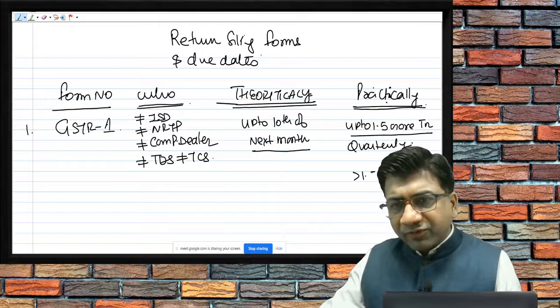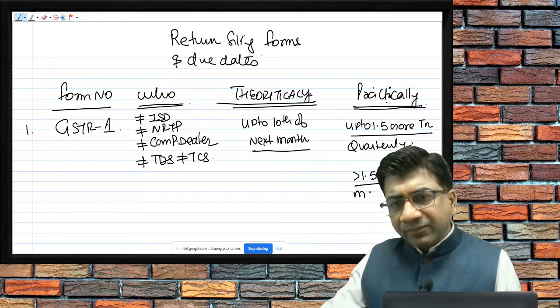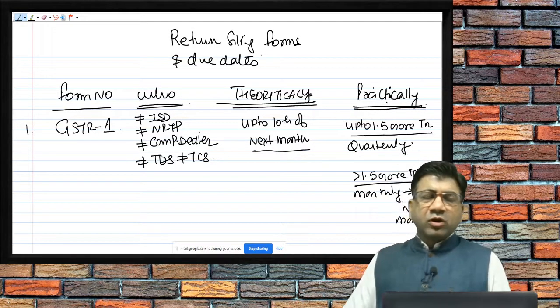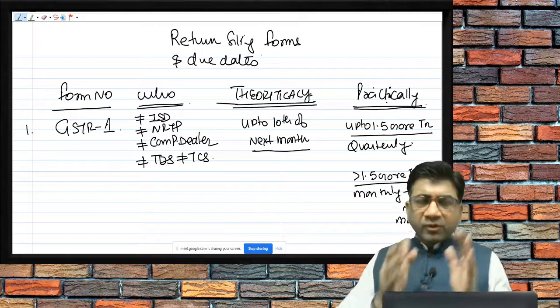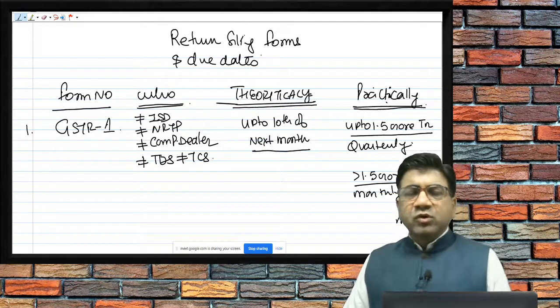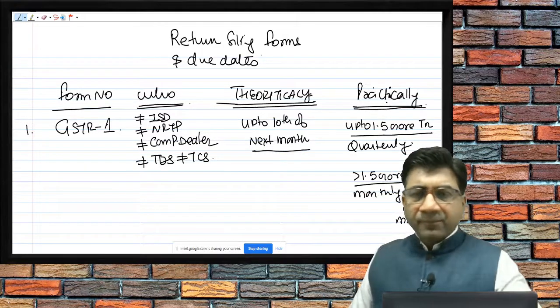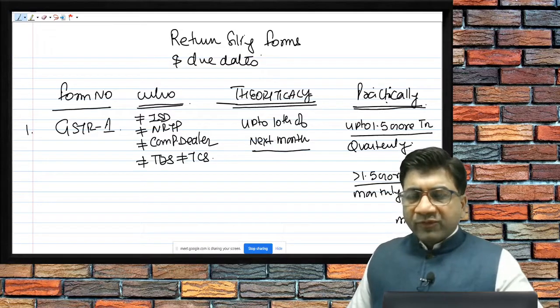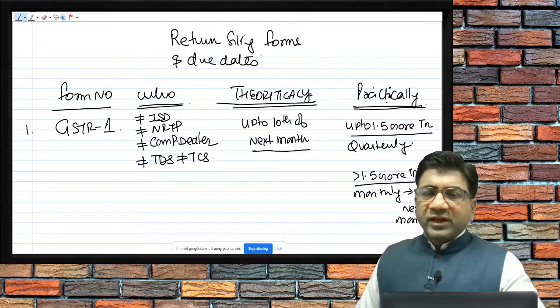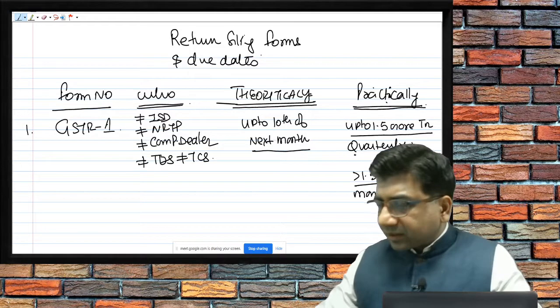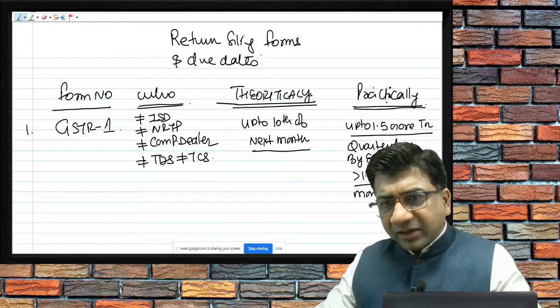And greater than 1.5 crore turnover, aggregate turnover, they have to file monthly and the date has been 11th of the next month. So at least for small traders, the burden has been reduced from a monthly return filing to a quarterly return filing. So up to 1.5 crore turnover in the last financial year, they have to file quarterly by the end of the quarter.